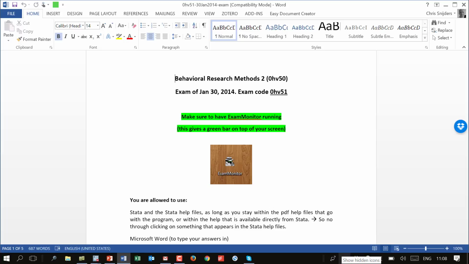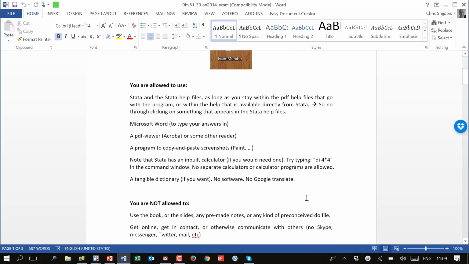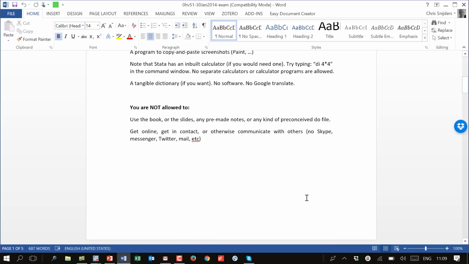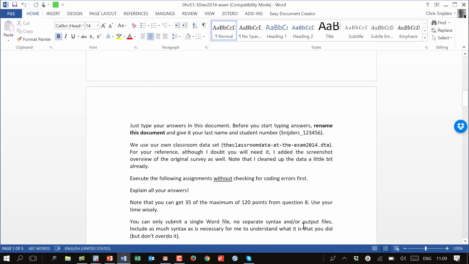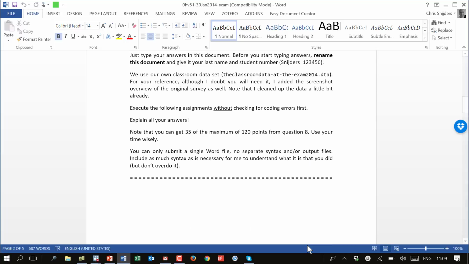So it says here what you're allowed to do. It also says that you are supposed to run this program here. I'll talk about that more next week. So you have to have that on, and here it says something about what you're allowed to do and what you're not allowed to do. And it says here that you're in the end supposed to type your answers in this Word file, making sure that I can understand what you did.